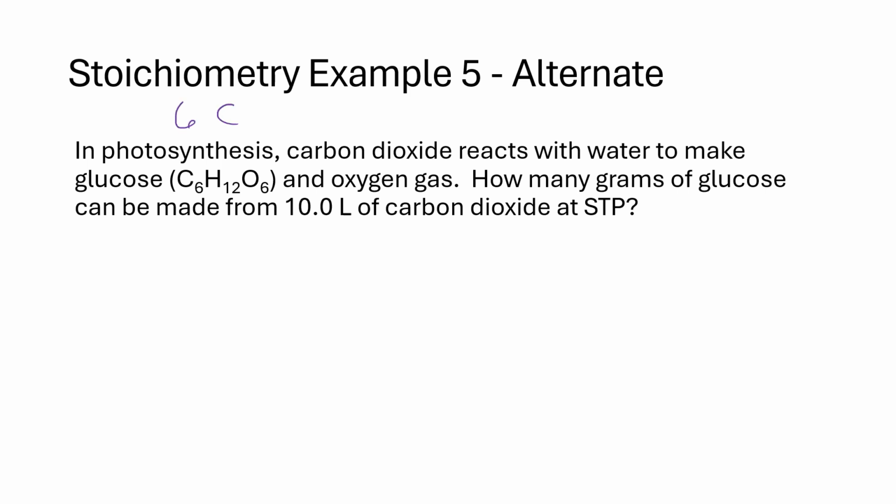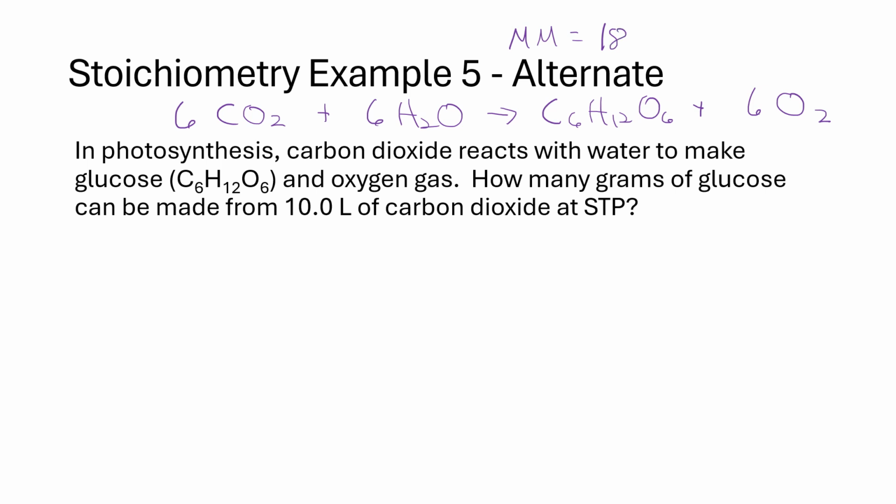We're going to have 6 carbon dioxides plus 6 waters yield glucose plus 6 oxygens, and the molar mass of glucose is 180.18 grams. Can't have any naked numbers, gotta make sure we put a unit on it. All right, we're gonna start with 10 liters of carbon dioxide.